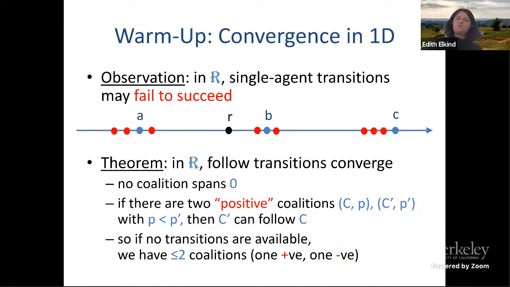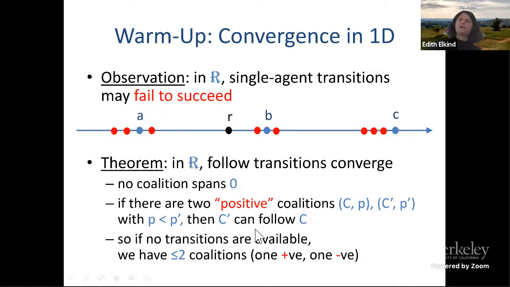So if our process consists of follow transitions only, and if we converge, this means that we have at most two collisions, one positive and one negative. And at least one of these collisions would have to be a majority collision. So one of these collisions would have to contain at least half of the agents. So in one dimension, just follow transitions are sufficient for convergence. And we can mix up follow and single agent transitions, so we can allow both kinds of transitions, and that won't break this result.